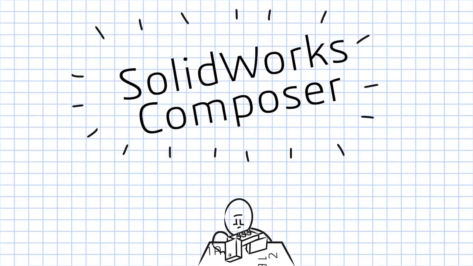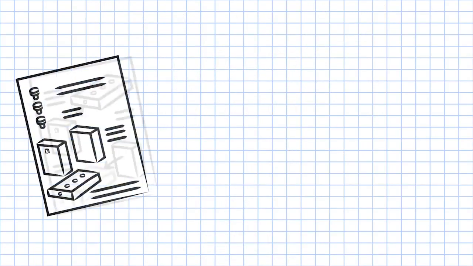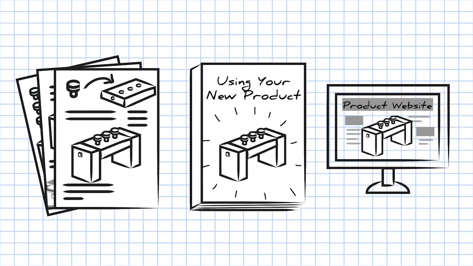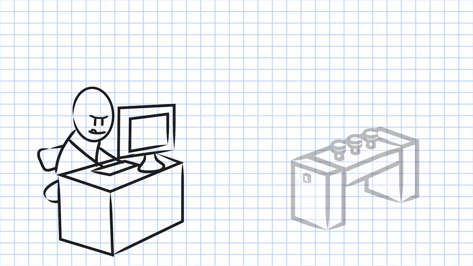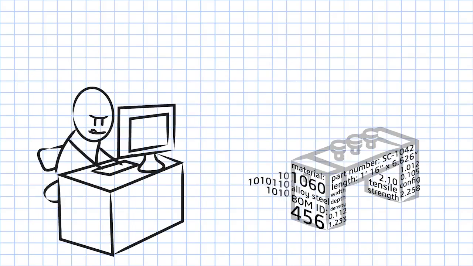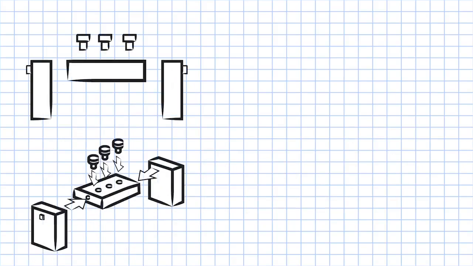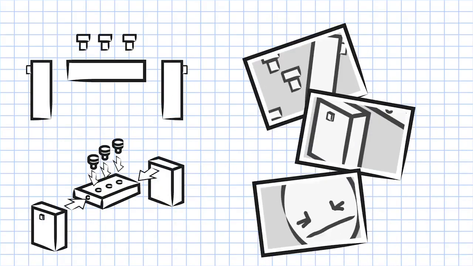Enter SOLIDWORKS Composer. SOLIDWORKS Composer is the tool for creating high-quality assembly instructions, product manuals, and any type of technical communication. You can access the data directly from the original CAD design, so there's no need to recreate part numbers. SOLIDWORKS Composer's high-quality graphics are easier to understand than any photograph.